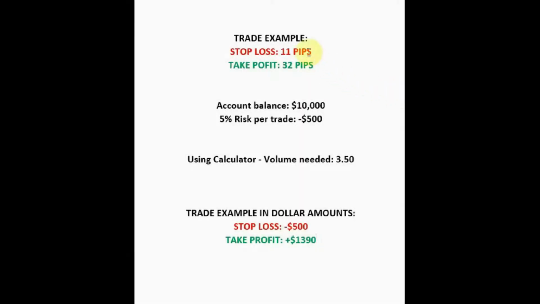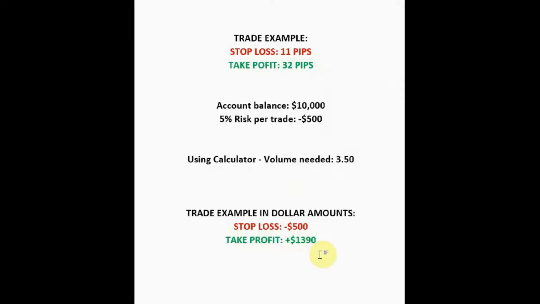Okay, the second account example we'll go through is going to use the exact same trade, so an 11 pip stop loss for a take profit of 32 pips. This account balance is now $10,000 for your trading account, the same risk, 5%, but now it's going to be negative $500 on the actual trade. Using the calculator, the volume needs to be 3.50 lots for that risk to be $500. In monetary value, the risk is negative $500 for a profit of $1,390 if it goes in your favor.